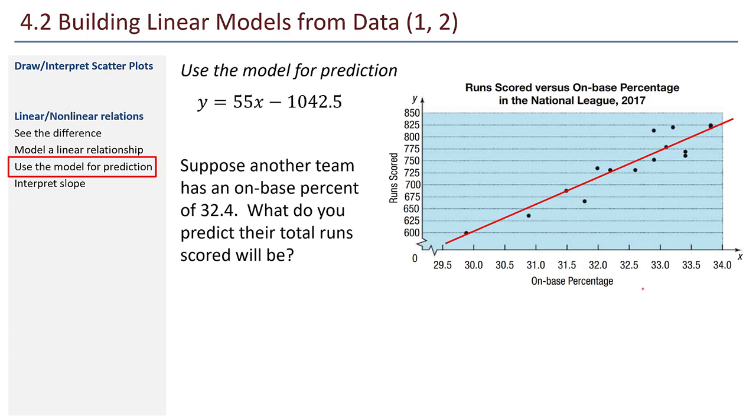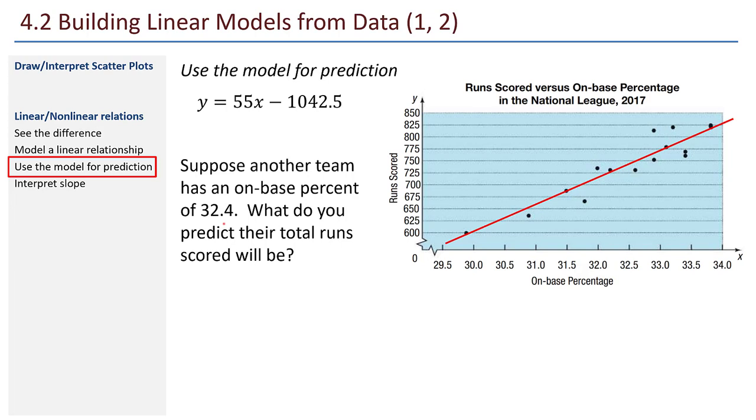And so, by the way, the data that's up here right now is for 15 teams. There are, in fact, 30 Major League Baseball teams. So perhaps there's some other team that wasn't on the list, but it turns out that they have an on-base percentage of 32.4%. What do you predict their total runs scored will be?